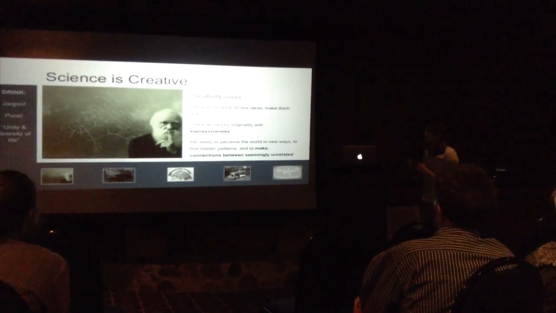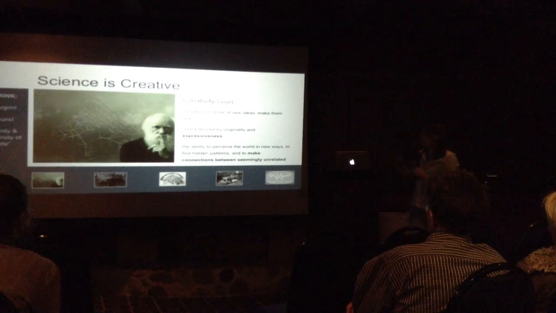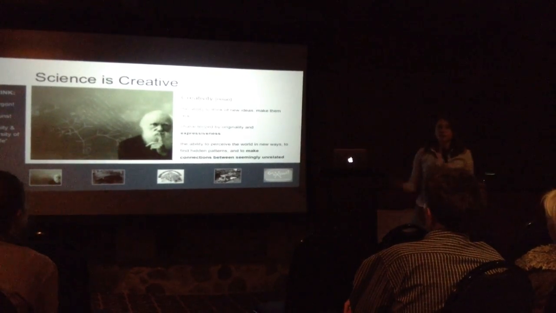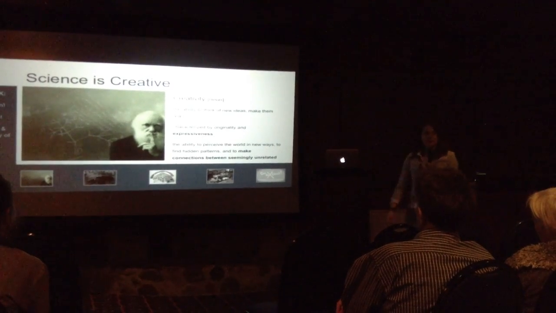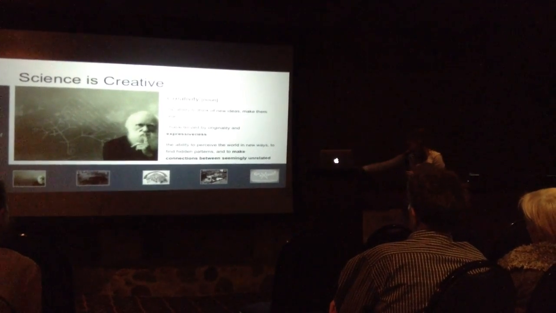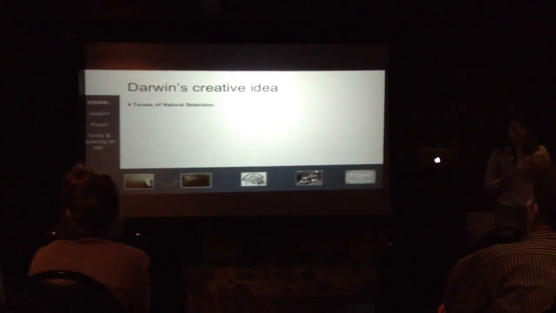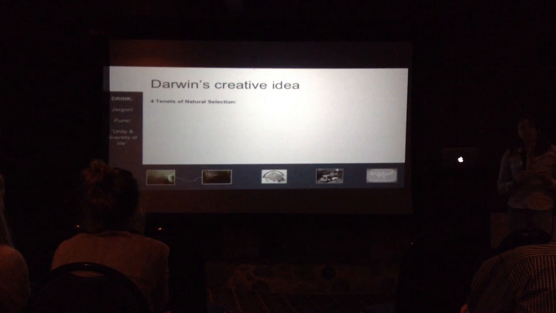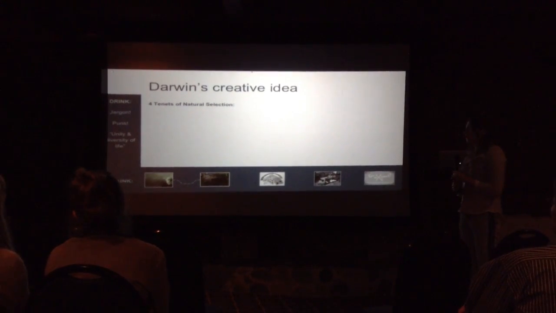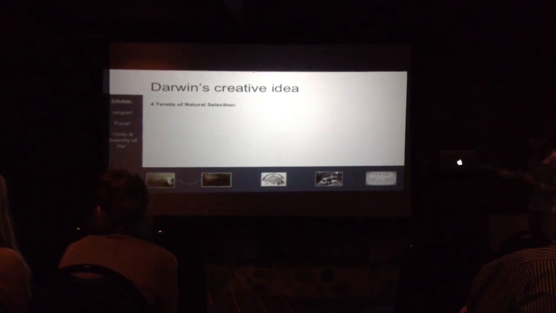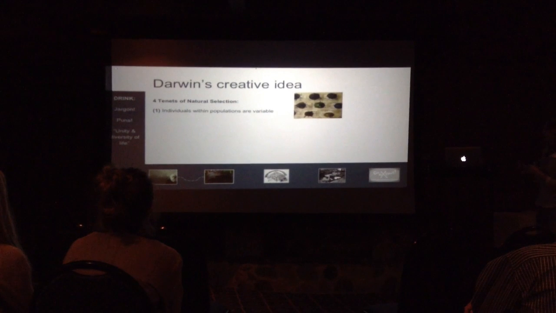So, and then the last one is basically the definition of what you do with science, right? You're looking at the world in new ways, you're making connections between phenomena we didn't know about, and understanding the hidden patterns that make them happen. So, to give an example, let's go through Darwin's creative idea, the theory of evolution via natural selection. You may remember that natural selection is based on these 4 observations, and I'll go through each of them.